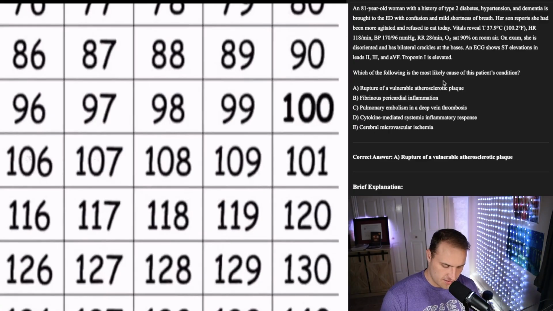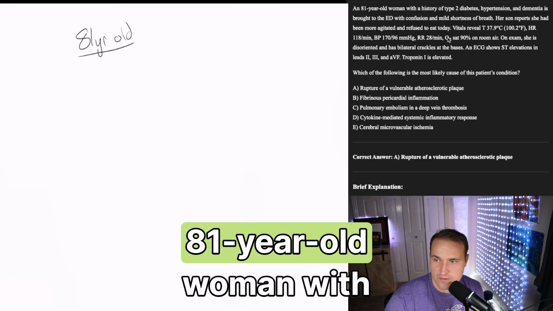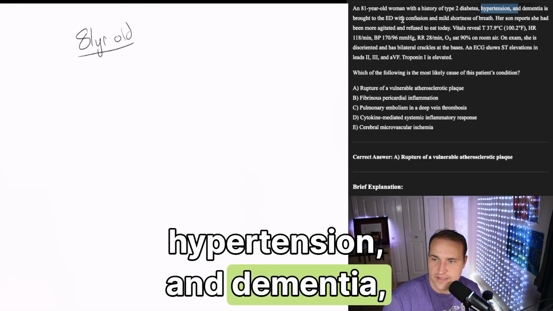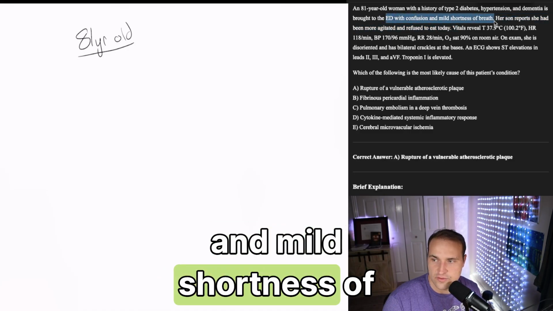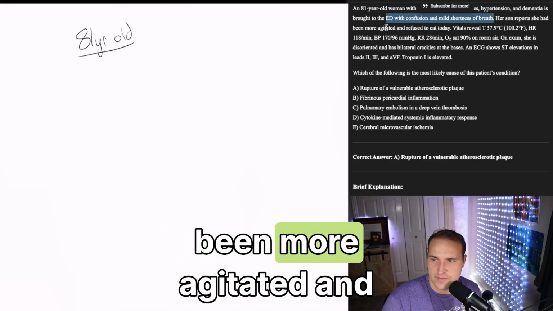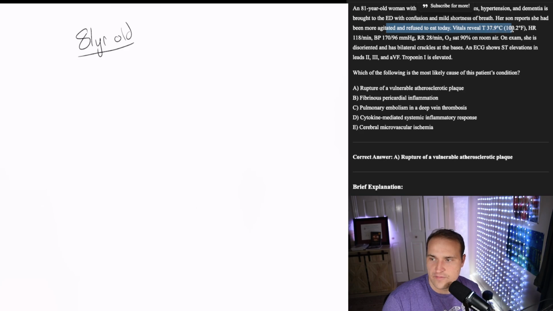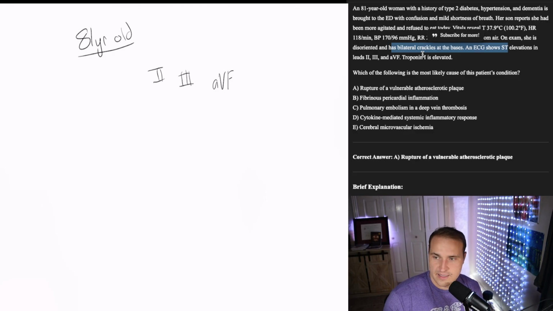All right, moving on. Now we're on 108. We have an 81-year-old woman with type 2 diabetes, hypertension, and dementia brought to the emergency department with confusion and mild shortness of breath. Her son says that she's been more agitated and refused to eat today. Her vitals are 100 degrees, heart rate at 118. O2 is 90% on room air. On exam, she's disoriented. EKG shows ST elevations in leads 2, 3, and aVF.